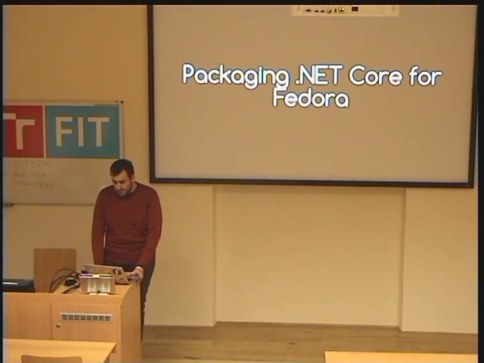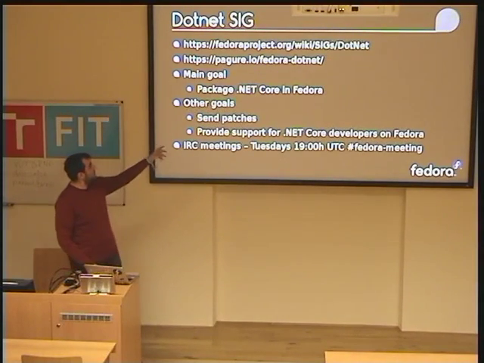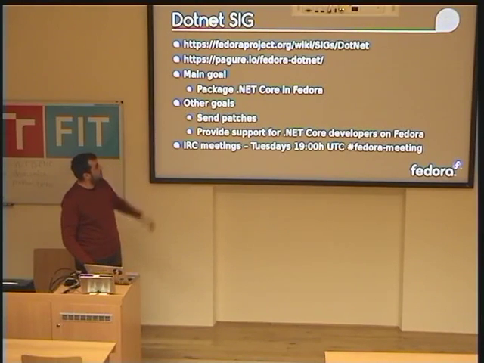So, packaging .NET Core for Fedora. The .NET Special Interest Group in Fedora. This is our wiki page, and this is our pagure repository where we keep all the things we do. Our main goal is to package .NET Core in Fedora. Our other goals are to send patches to the upstream and help provide support for .NET Core developers on Fedora. We have IRC meetings every Tuesday, 7 p.m. So you can join us. We talk about .NET Core.